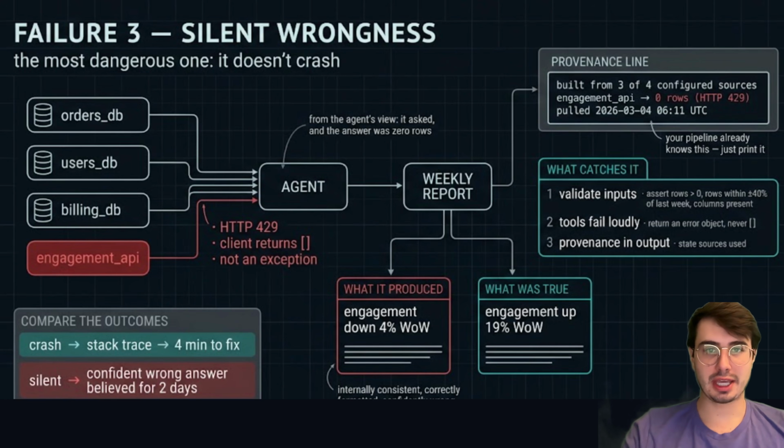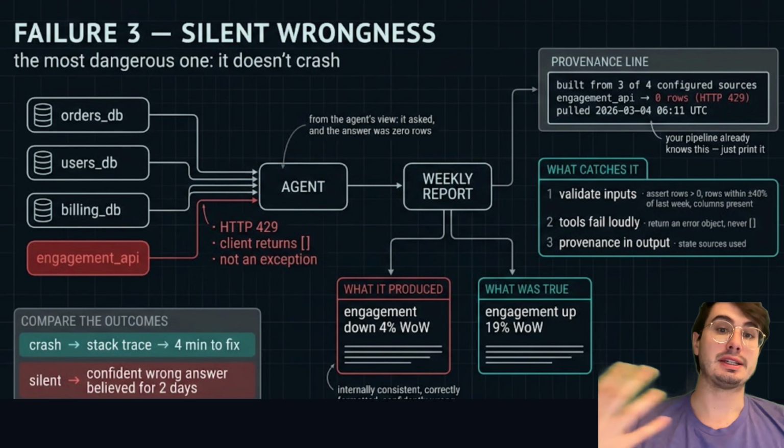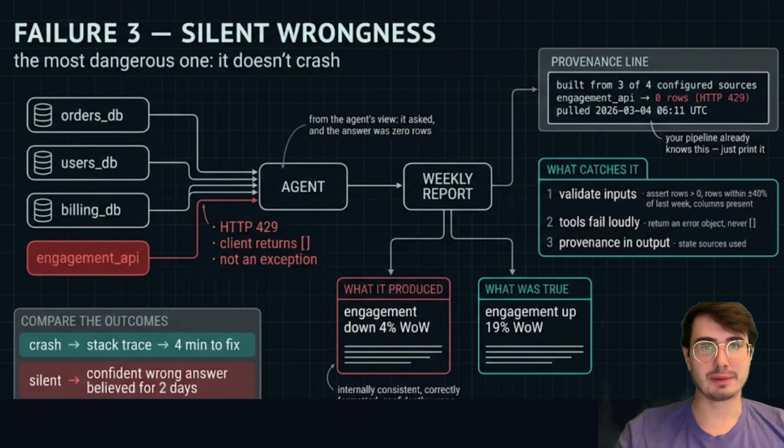So, a real use case or scenario of this: an agent was pulling from 4 sources to build a weekly report, 3 databases and 1 API, and the API call failed. Rate limited, which for that particular library came back as an empty results set instead of throwing an error. So from the agent's point of view, it just asked for the data and got back 0 rows. And not an error, but just an empty answer. And so the agent proceeded.